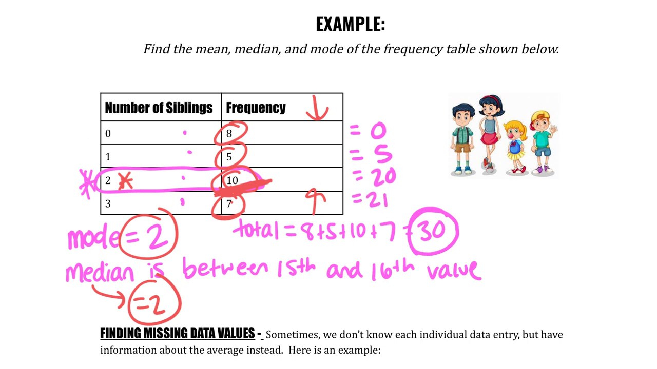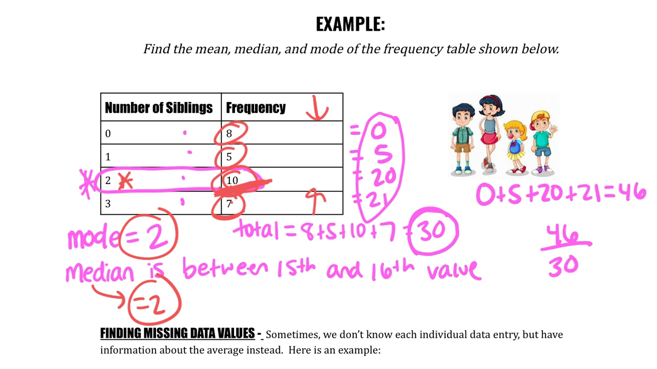So these are the total siblings for each row. Add those together: 0 plus 5 plus 20 plus 21. That's the total number of siblings, which is 46. And divide that by the total number of entries. So the sum of these is 46, and then we divide by the total number of entries, which we know is 30. So 46 divided by 30 is going to be our mean. It's 1.53. Now you can't have 1.5 siblings, but we still do want to list that as our mean to show that the mean is between 1 and 2 siblings.